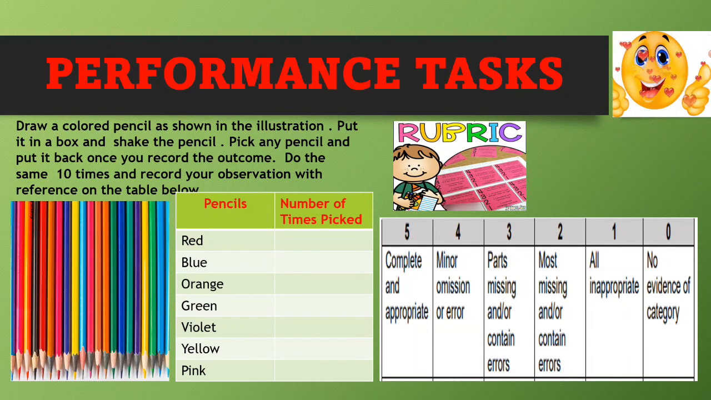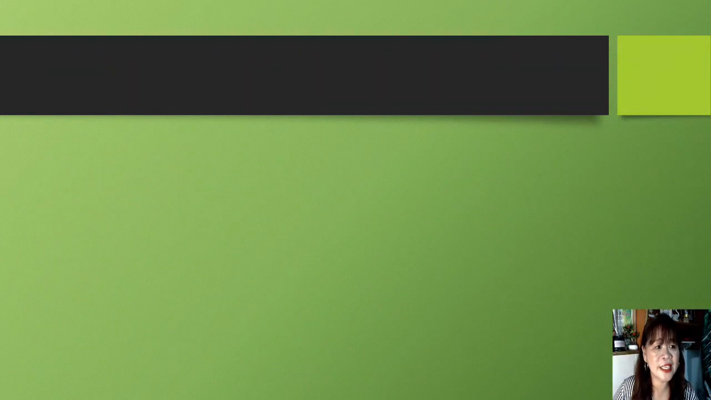So what is a rubric? You can get 5 points if it is complete and appropriate. You can get 4 points if there is a minor omission or error. You can get 3 points if parts are missing and/or contain errors, and you get 2 if most are missing and/or contain errors, and you get 1 if all are inappropriate. And then 0, no evidence of category. So that's it, class. That is for your performance task.